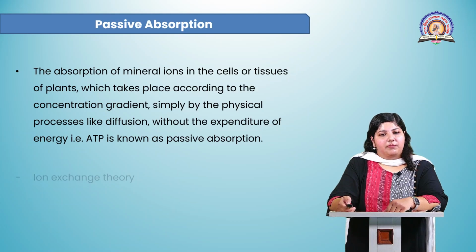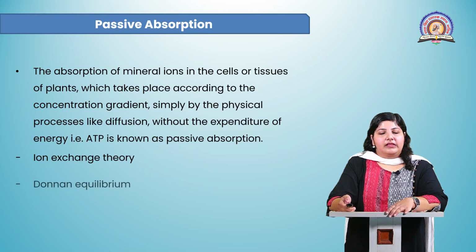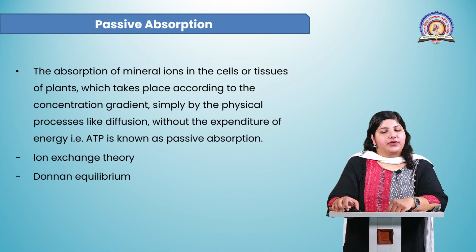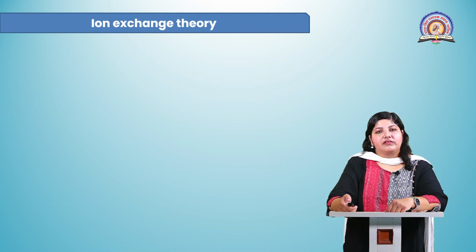In passive absorption, we will be seeing two classes. First is ion exchange theory, and the second one is Donnan Equilibrium. In both these types, we will be seeing that the minerals are absorbed by the plants only through the processes of diffusion, and no energy is required for these processes. Let us see each of these types one by one. Firstly, we will discuss ion exchange theory.